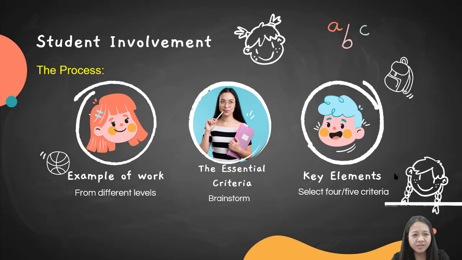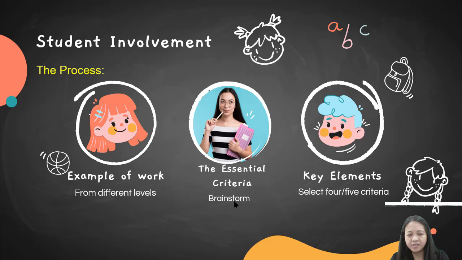And then next, we have student involvement. For student involvement, we have the process. First is to give the students examples of work from different levels. So from there, we can ask them to brainstorm. What is the criteria of a level 1, of a level 2, level 3? And they can describe it together with the teacher, of course.